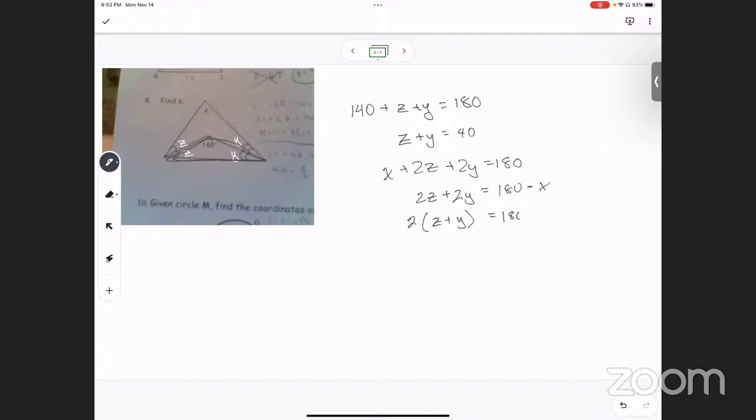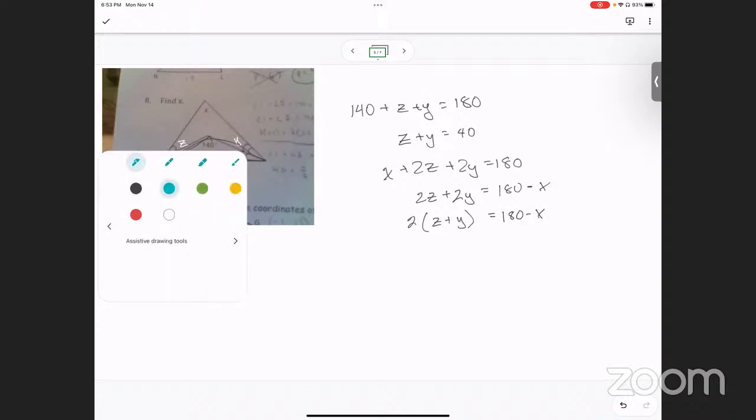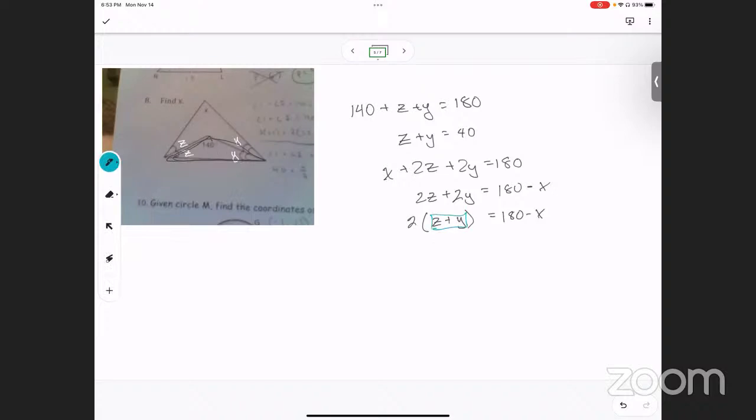The reason I'm doing that is because what does this equal right here? It equals 40, right? So now I'm going to plug 40 into here. And now I can solve this for x. So multiply both sides by 2, you get 80 equals 180 minus x. Let's subtract 180 from both sides. So that's -100 equals -x. So x equals 100.